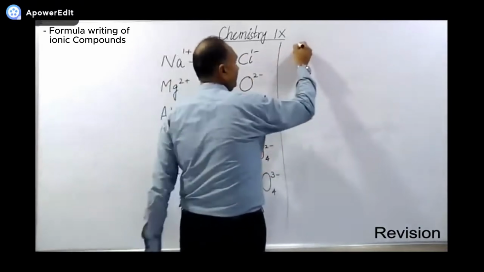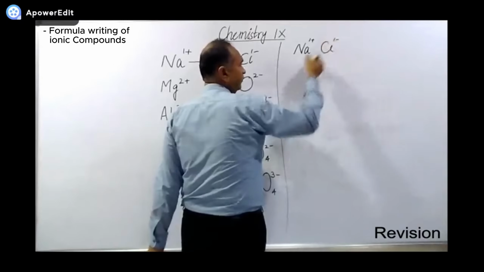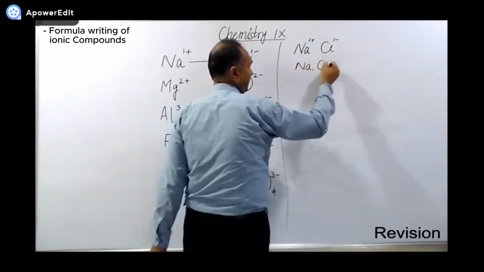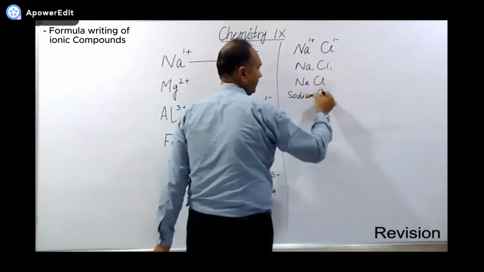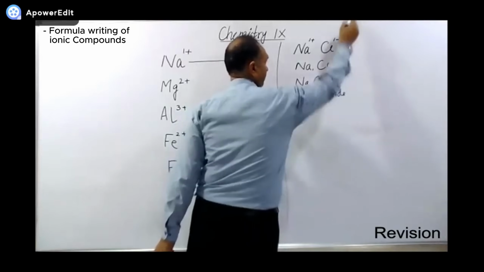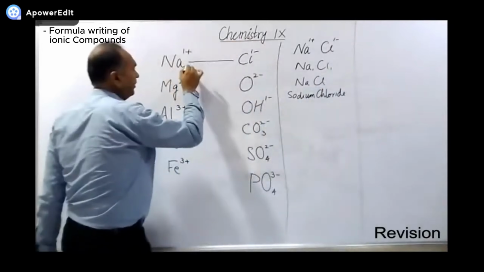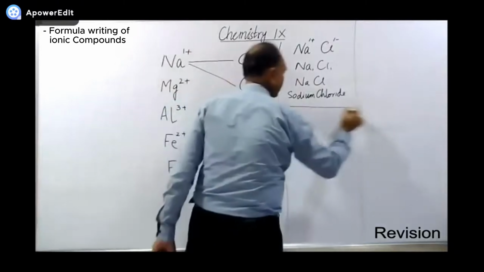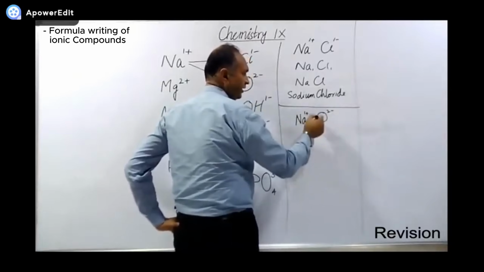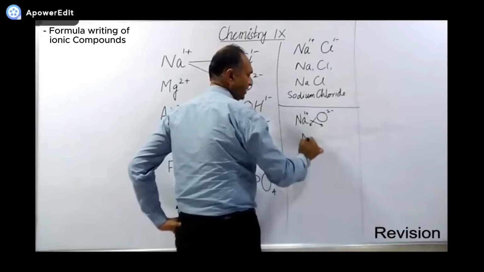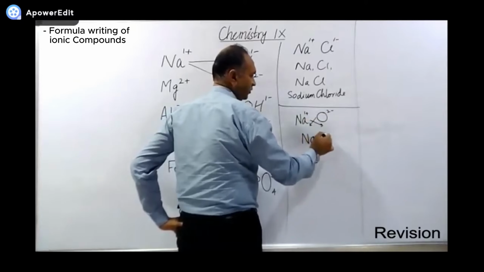Transfer the numbers. Here is 1 in this case, so 1 over here. It will become sodium chloride. This is the symbol of sodium. Now you will make a partner of sodium with oxygen. I'll write sodium with oxygen. 2 over here, 1 over here, cross-key. We will write Na2O1.